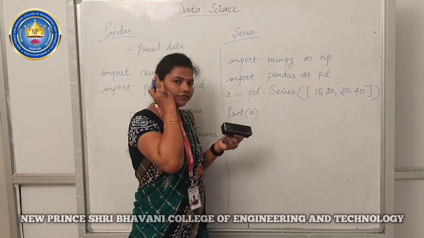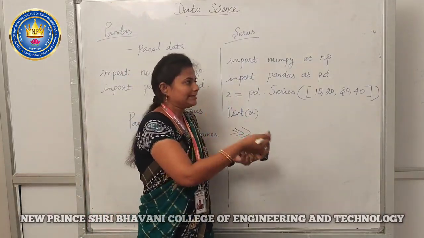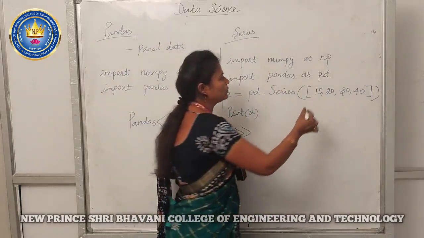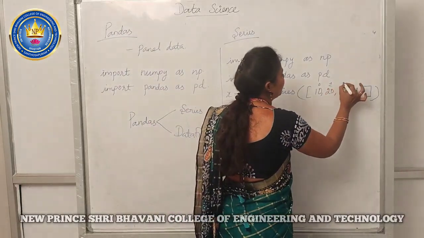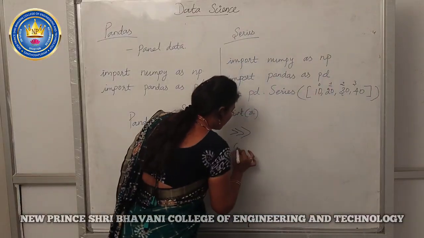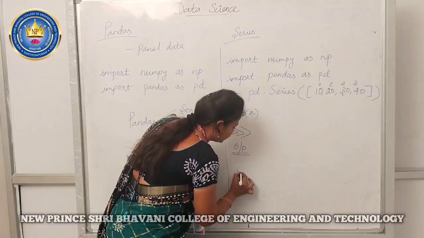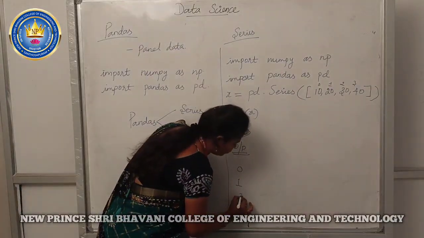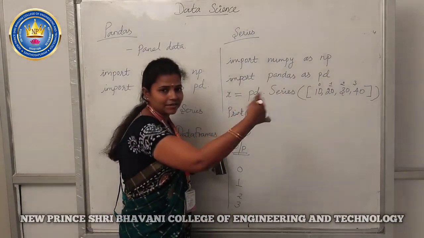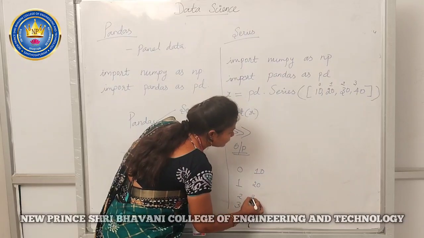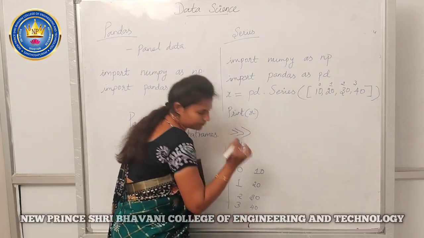So what is the output of this particular program? This is the value of our data. And what about the index value? Index values 0, 1, 2, 3. So the output of this program is index values 0, 1, 2, 3 as well as the relevant values 10, 20, 30 as well as 40.